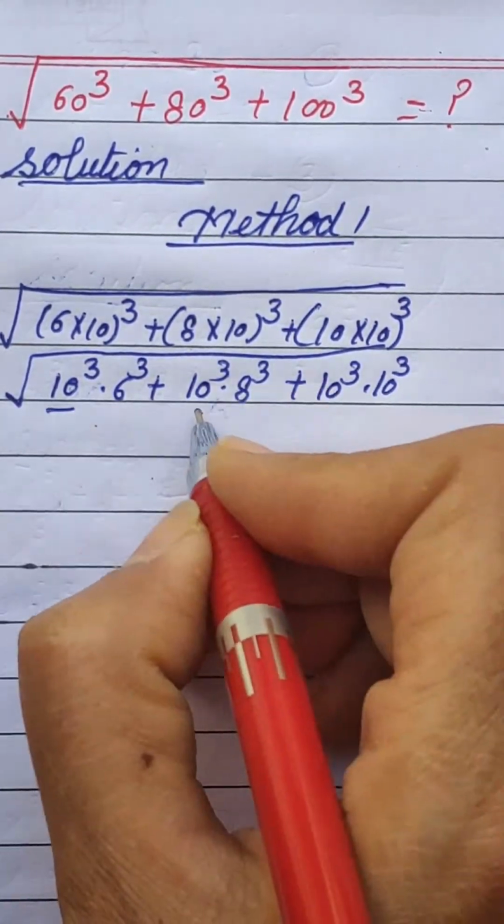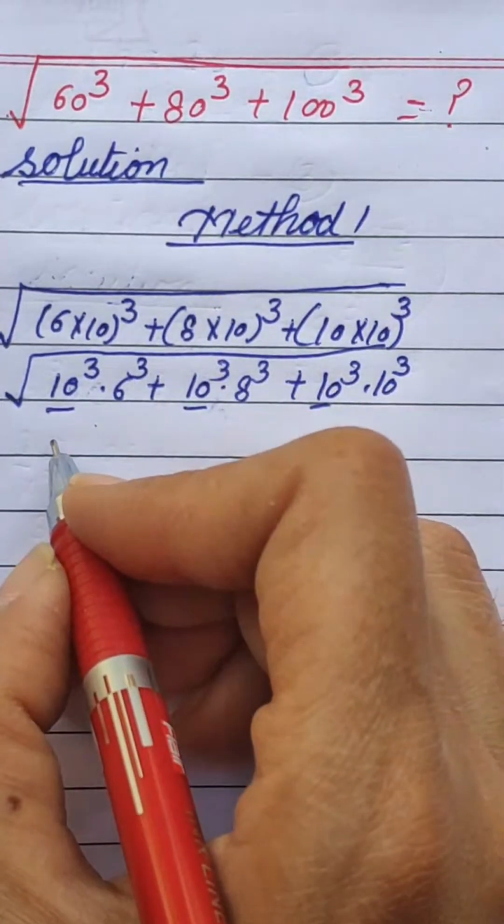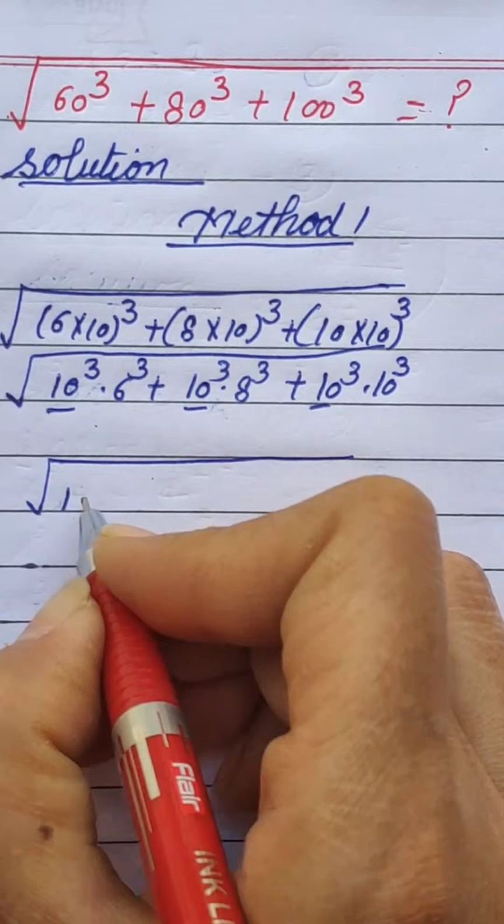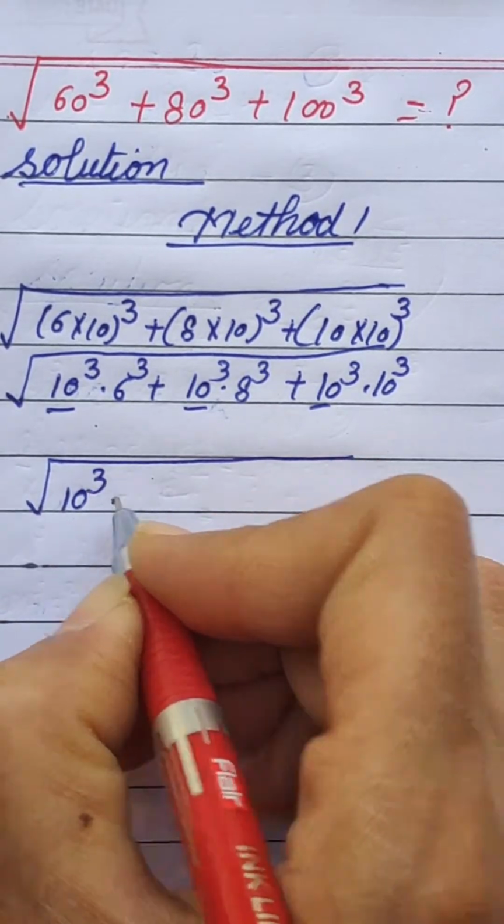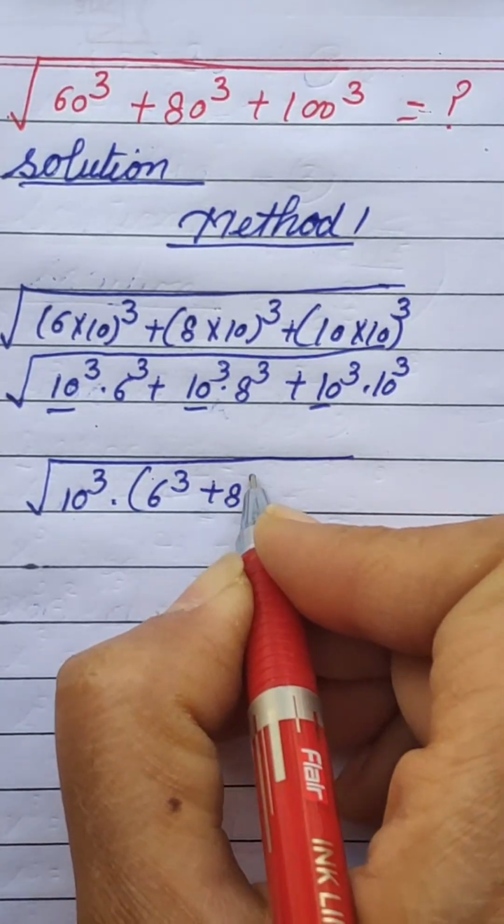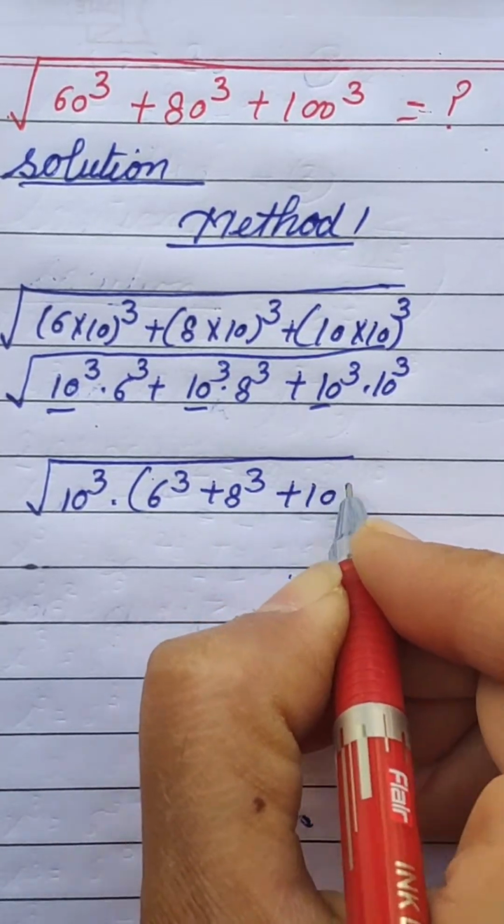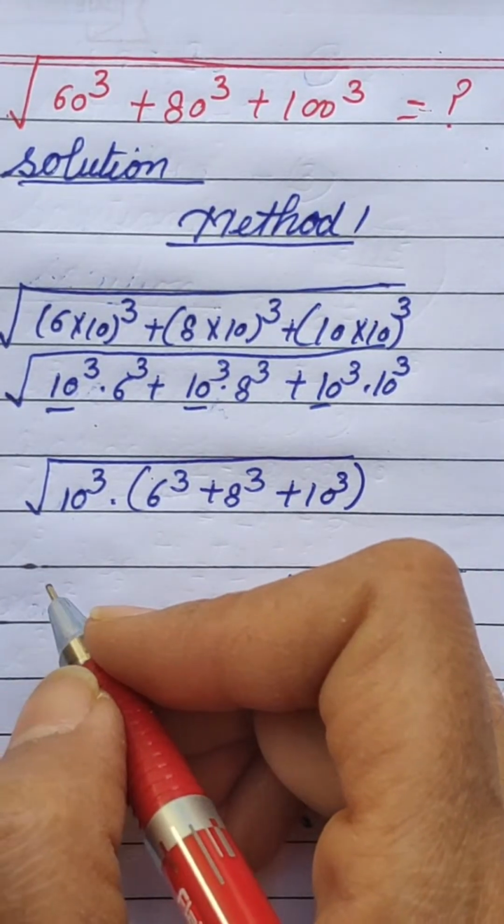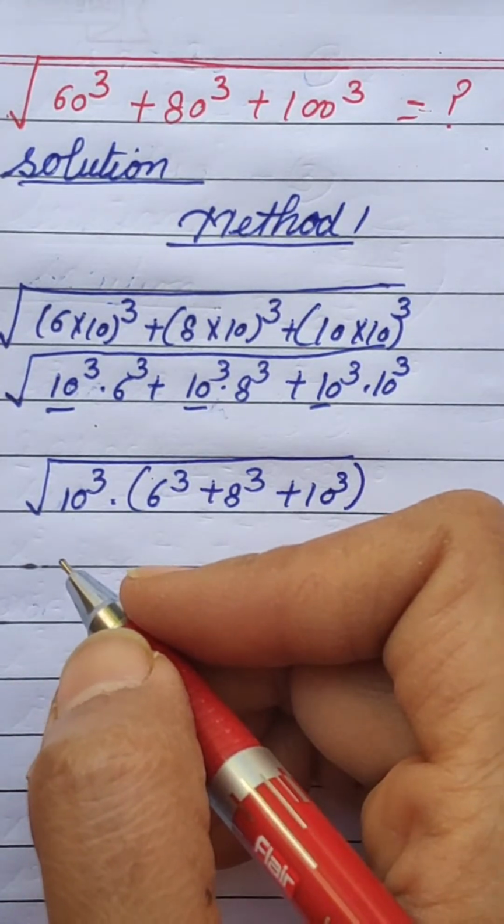So here 10 raised to the power 3 is common, so we can take it as a common part. Here 10 raised to the power 3, right? So here we get 6 raised to the power 3 plus 8 raised to the power 3 plus 10 raised to the power 3, right? Sorry friends.